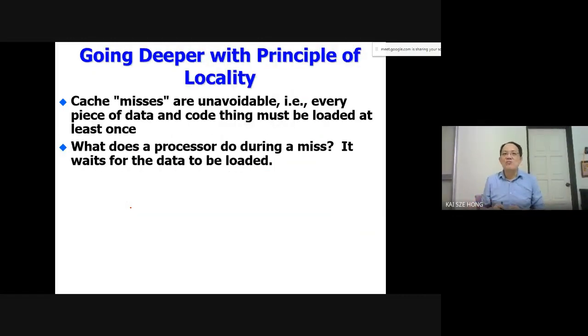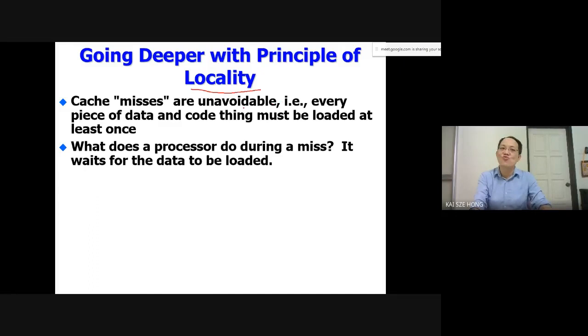So we are going deeper into the principle of locality. For example, let's say you want to buy roti now, some bread now. Let's say you stay in Kajang. You might not go to Mid Valley to buy it, right? It's too far from you, especially in this pandemic time. So you will basically go to the 99 shop behind your house. You buy there and then you come back, right? So this is the principle of locality. You will always want to access something which is local to you.